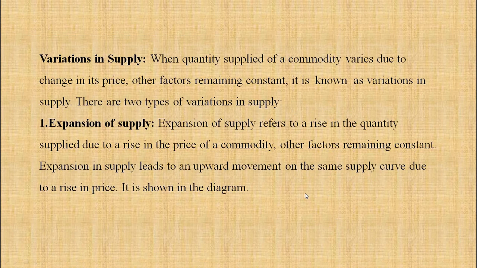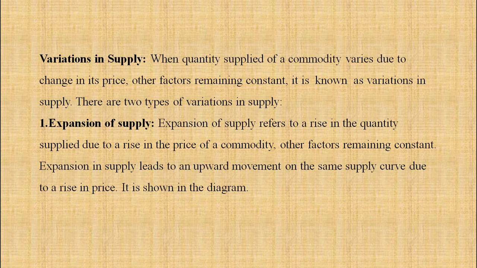What is variation? First, understand the meaning of variation in supply. When the quantity supplied of a commodity varies, means changes, due to the change in its price, other factors remaining constant, it is known as variation in supply. There are two types of variation in supply: one, expansion of supply, and two, contraction of supply.